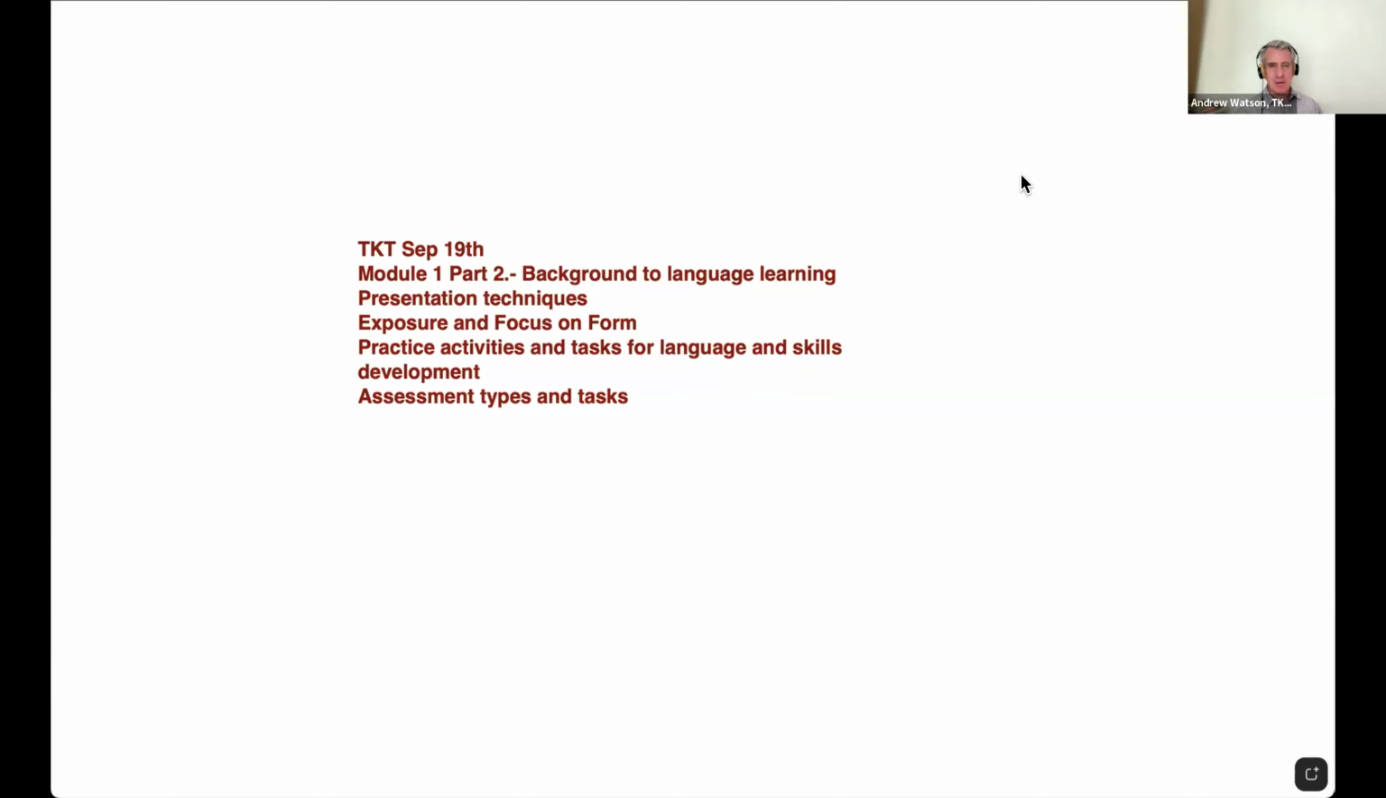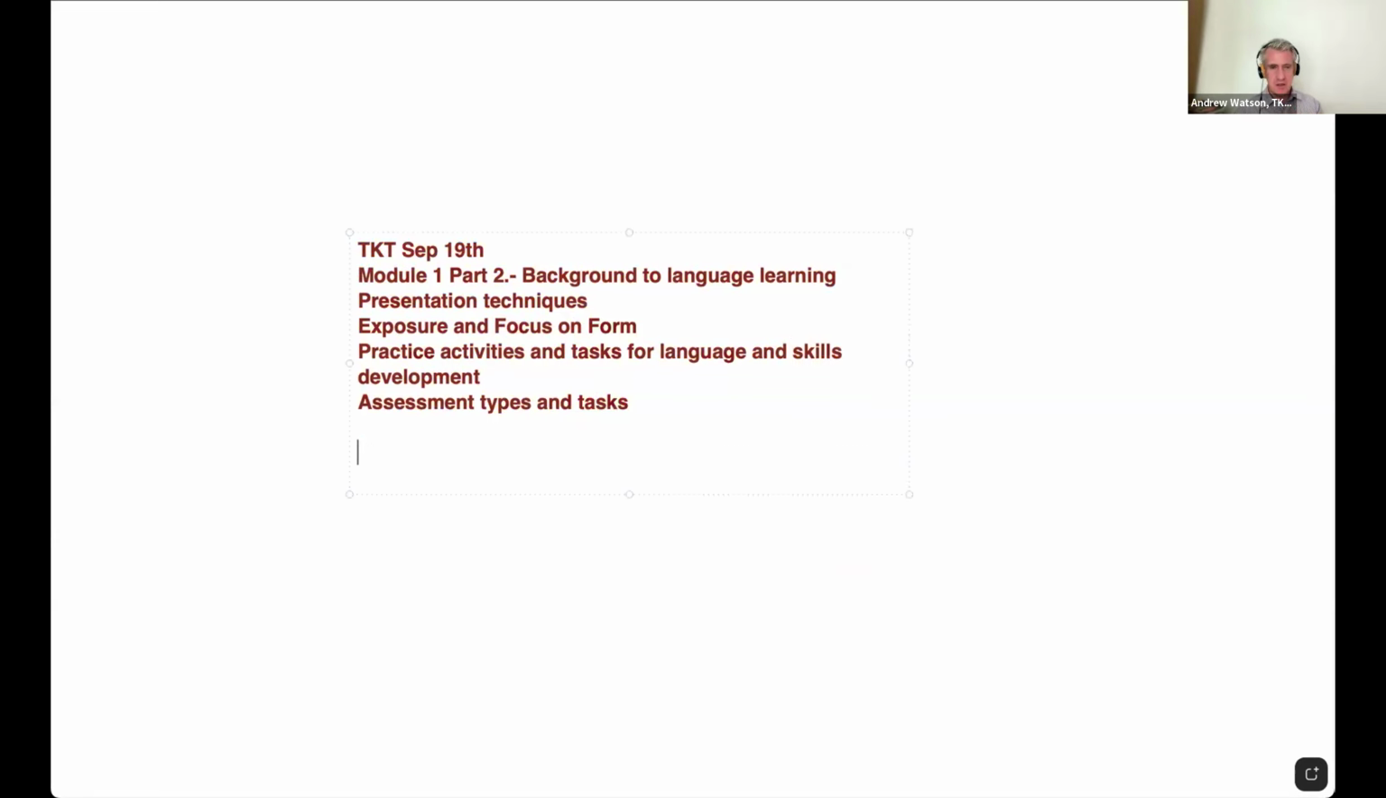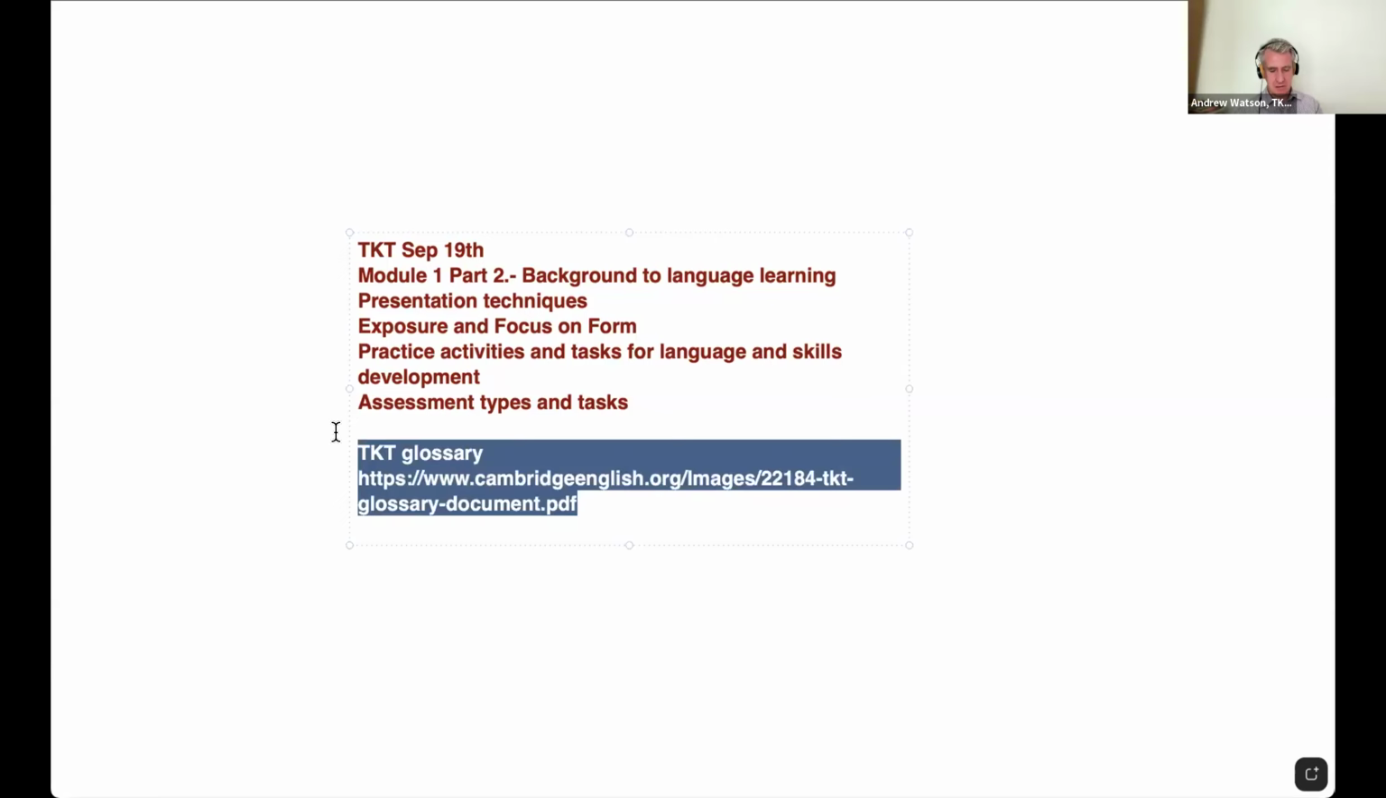Well, we should make a start. It's quite a lot to get through, as you can see on the menu. It's Module 1, Part 2, Background to Language Learning. And there are four main topics: presentation techniques, exposure and focus on form, practice activities and tasks for language and skills development, and assessment types and tasks. We can only try and get through as much as we can. There's kind of a lot of terminology, so I'd recommend that you have your TKT glossary on hand.